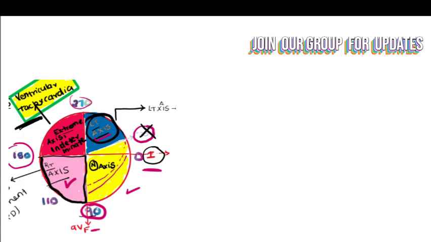Hello everyone. In this lecture, we will talk about axis determination. It is one of the important questions that they can ask in your PLAB 1, and they have asked it previously. So to find out the axis from a given ECG, we need to look at two leads: that is lead 1 and lead aVF.